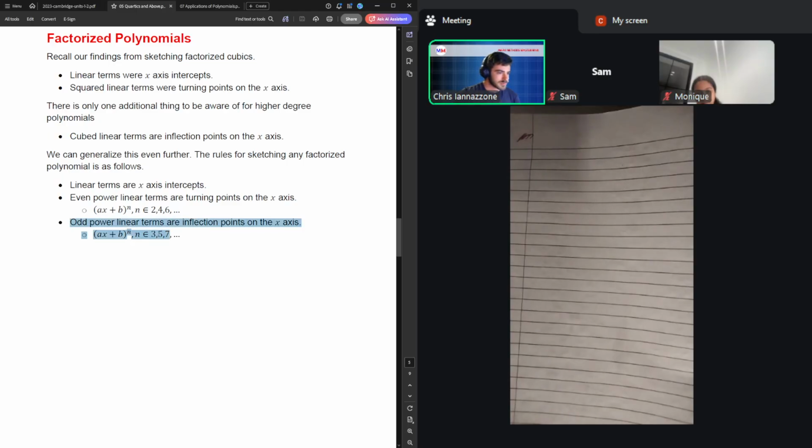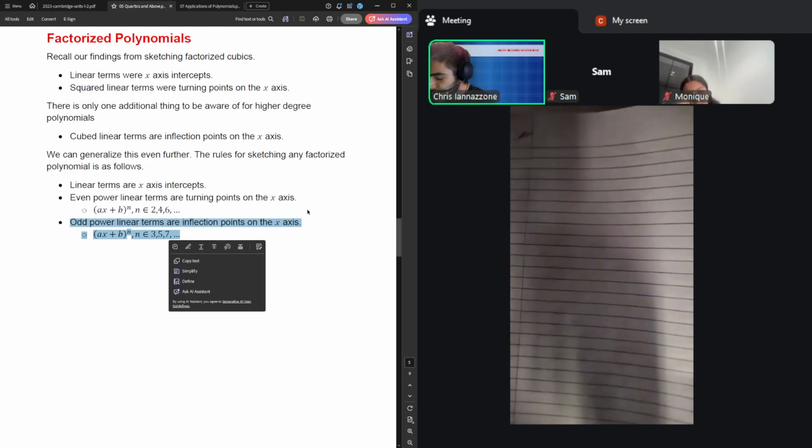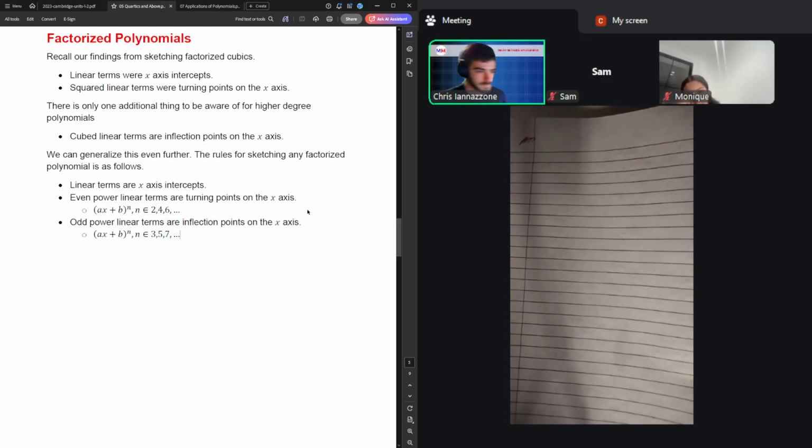And the new one, which is only kind of new, is that if you have an odd power linear term, what you now have is an inflection point on the x-axis. Now, I'm excluding the power of 1 there because that would bring it back to being linear, in which case it would be a cut, but any odd power greater than 1, you're going to see an inflection point on the x-axis.